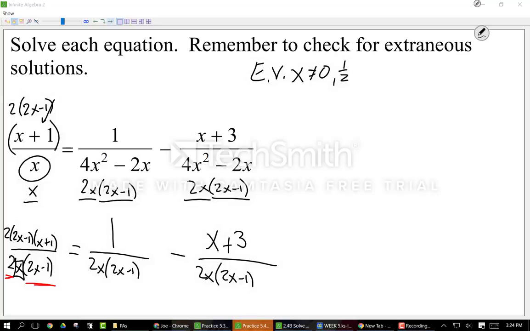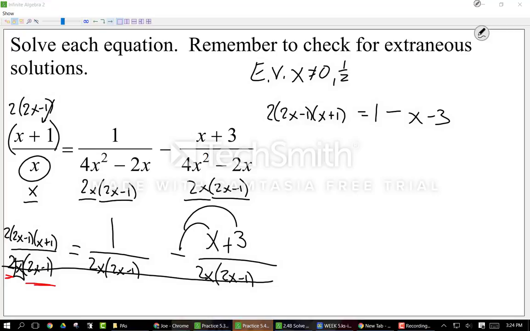Now the common denominators are good, so now I can cross them out. And now let's go ahead and solve. So I have 2 times 2x minus 1 times the x plus 1 equals 1 minus x minus 3. Some of you might be asking, how do I get a negative x minus 3? Remember, this negative here gets distributed to both of those terms. So on the right side, I actually have negative 2 minus x.